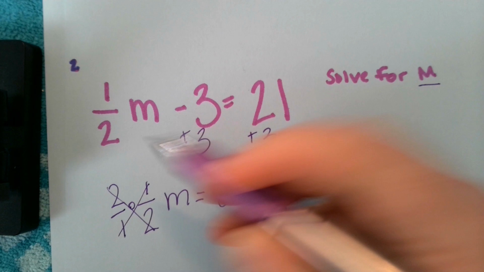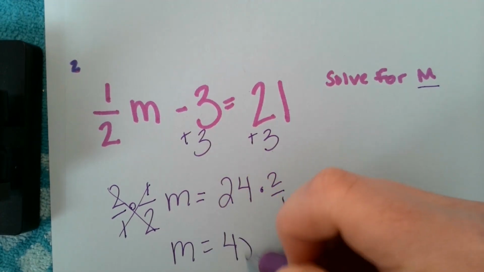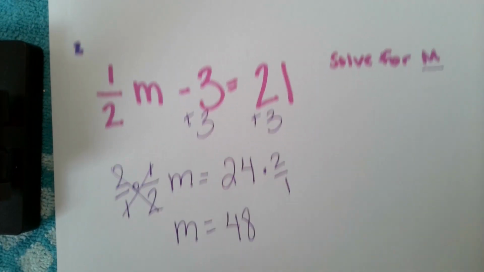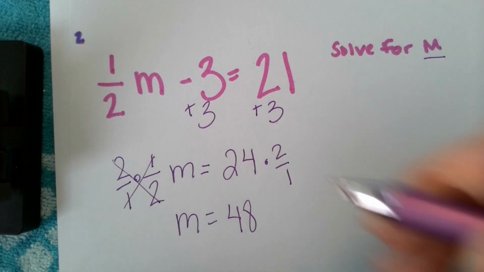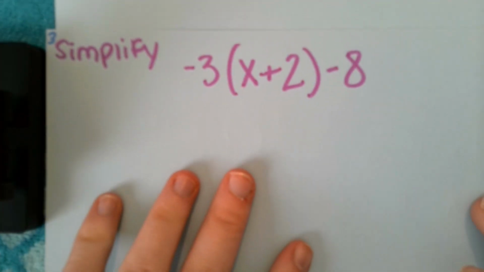1/2 times 2, that goes away. We're left with m equals 48. And that is 24 doubled. Awesome. Next question. Simplify this expression.